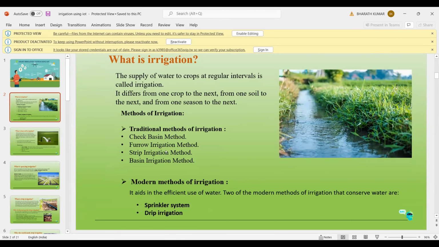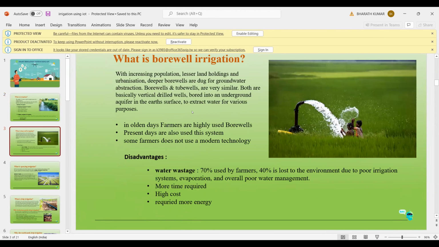The modern methods of irrigation are of two types: sprinkler system and drip irrigation. Now, most farmers are highly using the borewell irrigation system because they don't know how to use drip irrigation or sprinkler irrigation systems. In olden days, farmers highly used borewells. The main disadvantage of borewell irrigation is the wastage of water. 70% of water is used by farmers, and 40% is lost to the environment due to the poor irrigation system.